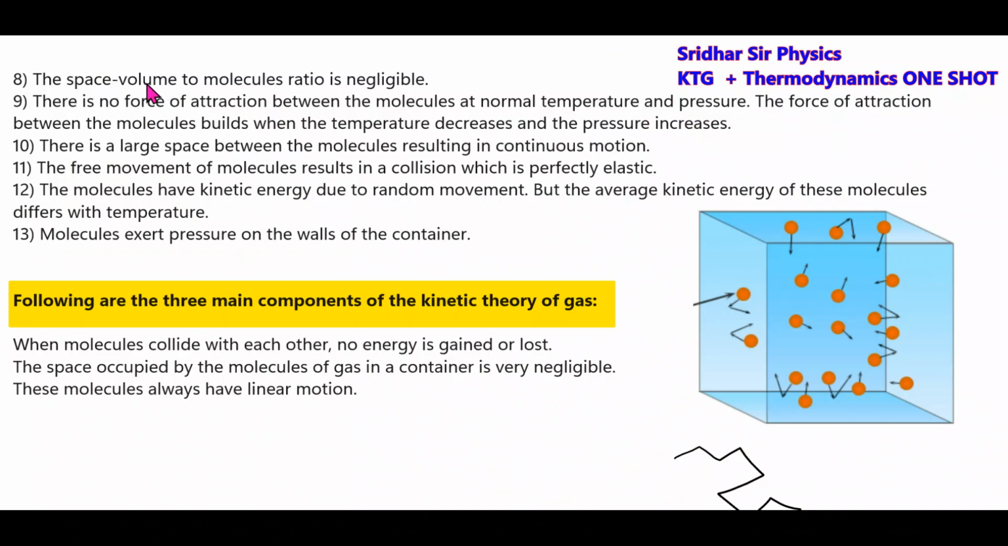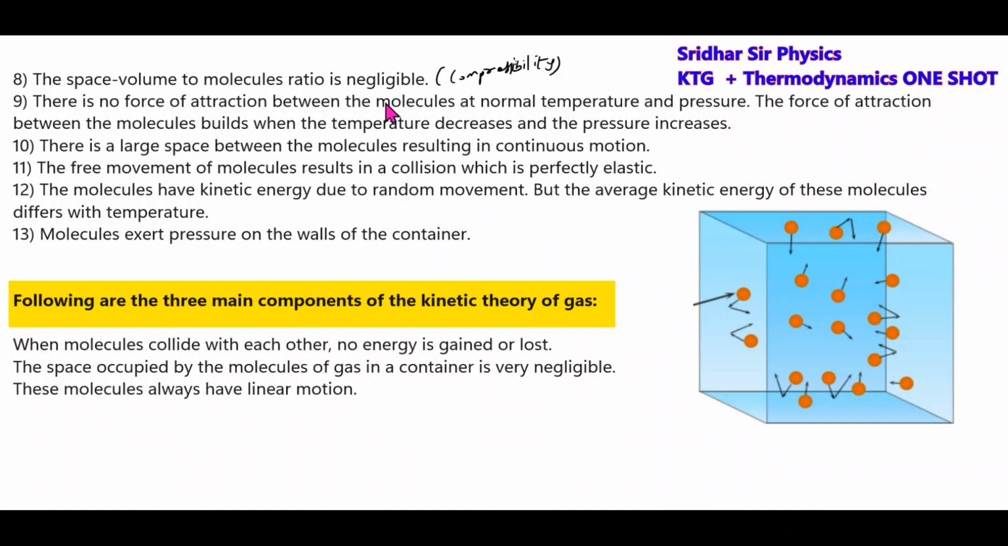The next one: the space volume to molecules ratio is negligible. It means the volume occupied by the molecules will be very small compared to the volume of the container. We calculate the volume of each molecule and multiply by the number of molecules. If you compare with the volume of the vessel, it will be lesser. This is a very fundamental thing, very useful for us. Because of this, the gas possesses compressibility. Because of this parameter only, we can compress the gas.